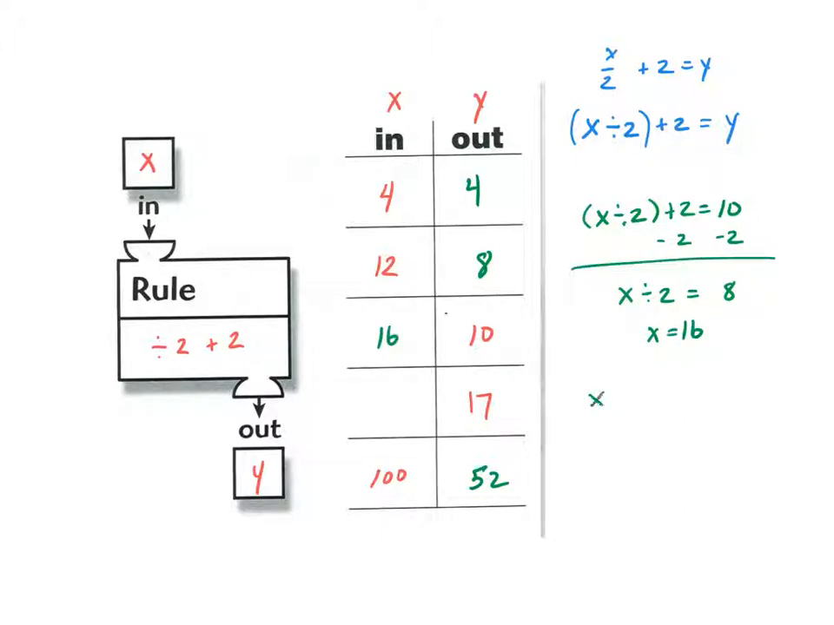And the last one, x divided by 2 plus 2 more equals 17. Subtract 2 from both sides. I have x divided by 2 equals 15. The inverse of division is multiplication, so 15 times 2 gives me x, and x equals 30.